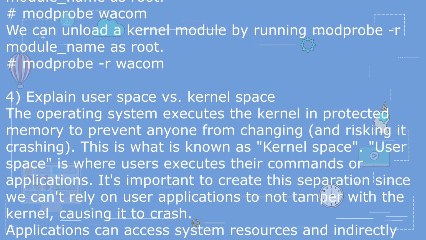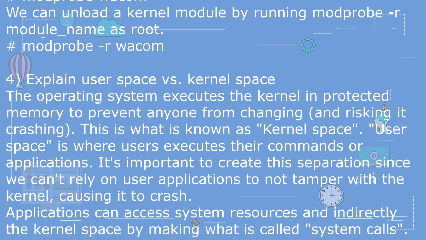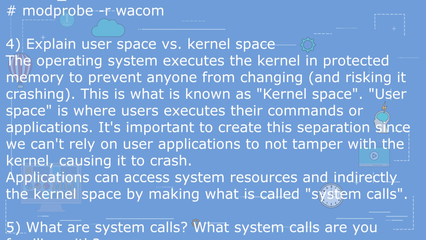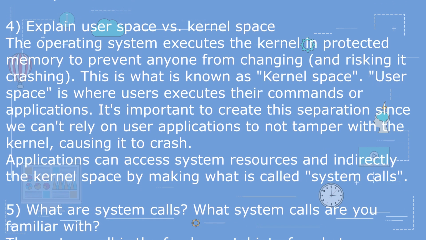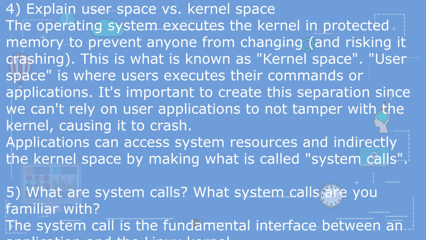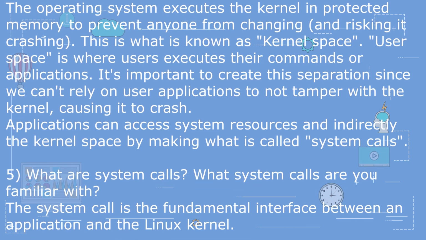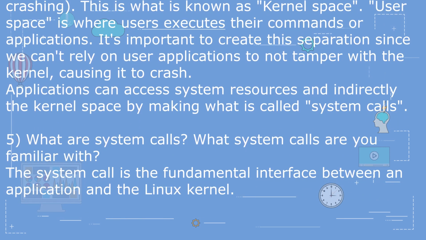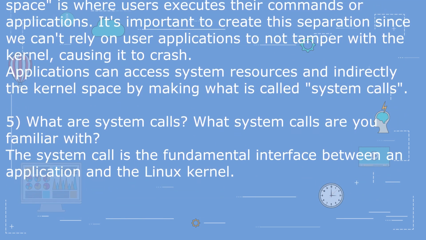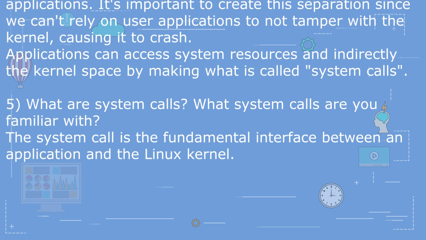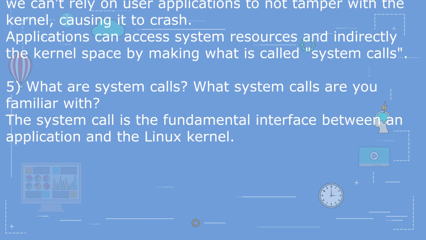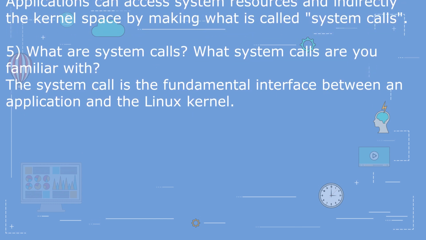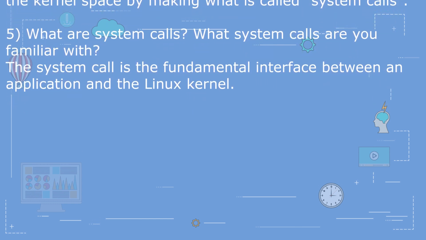4. Explain user space versus kernel space. Answer for this question is, the operating system executes the kernel in protected memory to prevent anyone from changing it and risking it crashing. This is what is known as kernel space. User space is where users execute their commands or applications. It's important to create this separation since we can't rely on user applications to not tamper with the kernel, causing it to crash. Applications can access system resources and indirectly the kernel space by making what are called system calls.